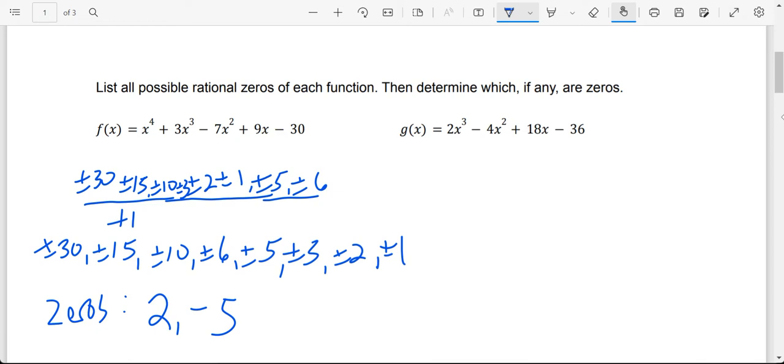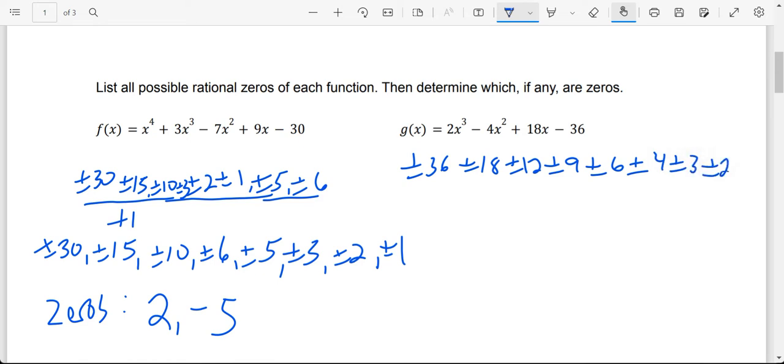Let's do this other one together. So factors of 36, plus or minus 36, plus or minus 18, plus or minus 12, plus or minus 9, plus or minus 6. So we don't need to write 6 twice. We got plus or minus 4, plus or minus 3, plus or minus 2, plus or minus 1. And then we have plus or minus 2, plus or minus 1. Divide them all out. Divide each of these terms to get all of our possibles.